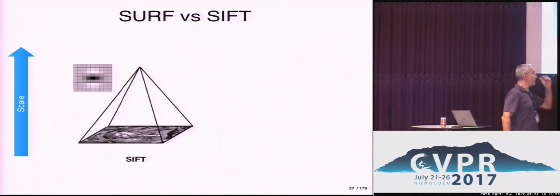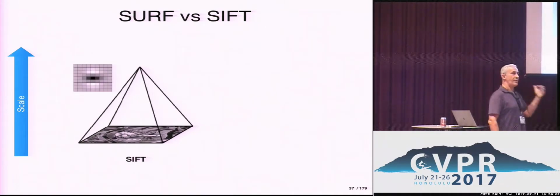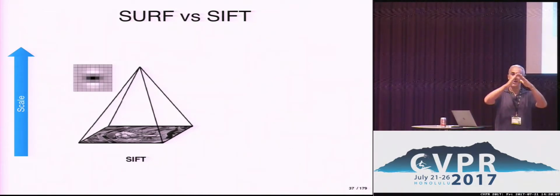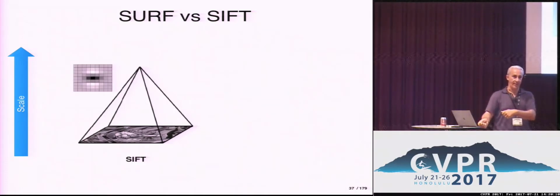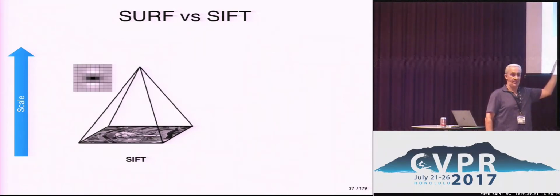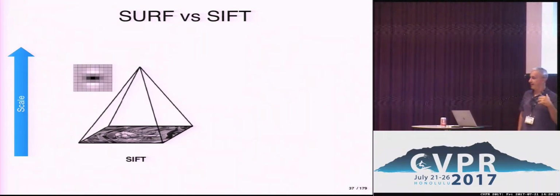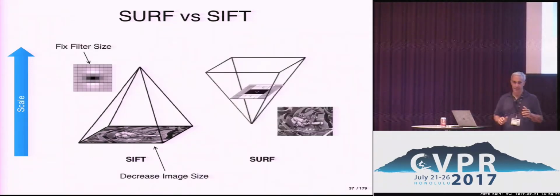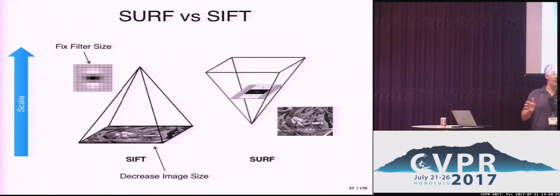Okay. So if you compare SURF and SIFT, what SIFT is doing really, it takes an image, it builds a pyramid by doing Gaussian convolutions and then subsampling. And at each level of that pyramid, it uses a filter of the same size. SURF does it the other way. The image doesn't change. You don't subsample. But the masks become bigger. What allows you to do this without spending too much time is the use of integral images.